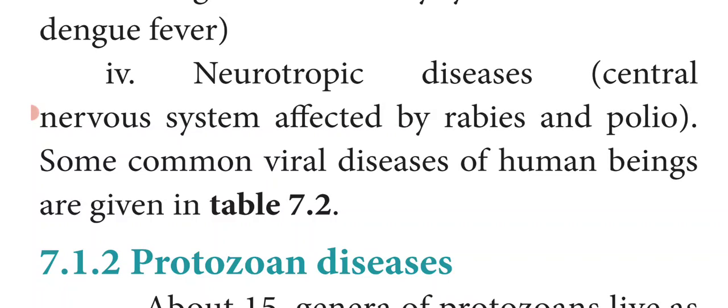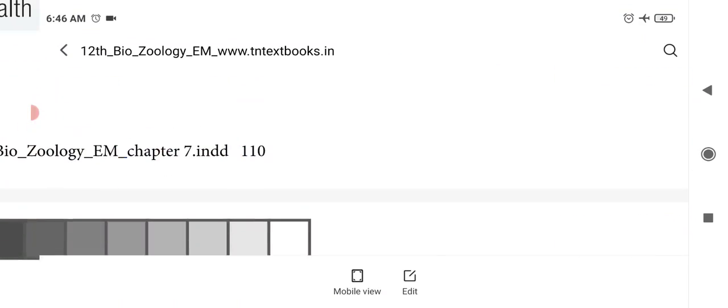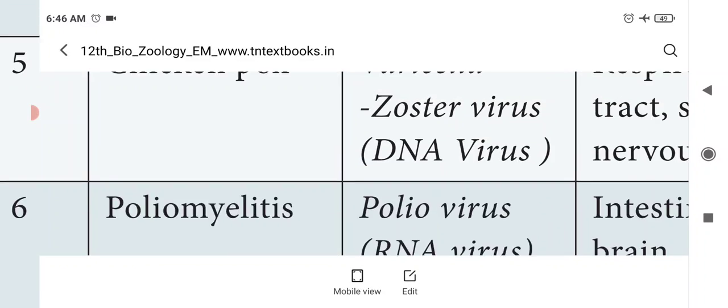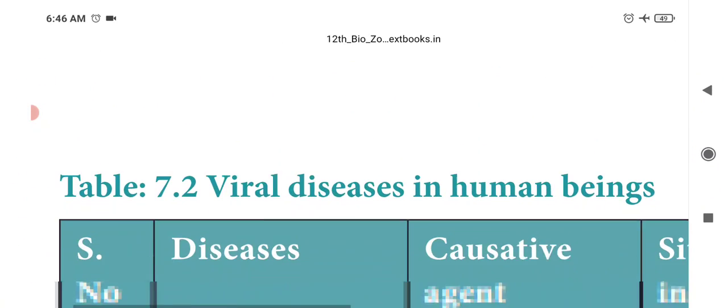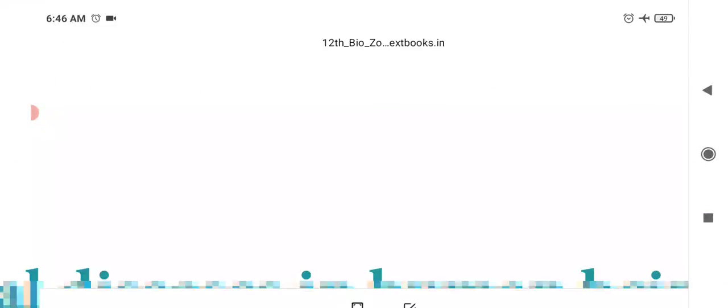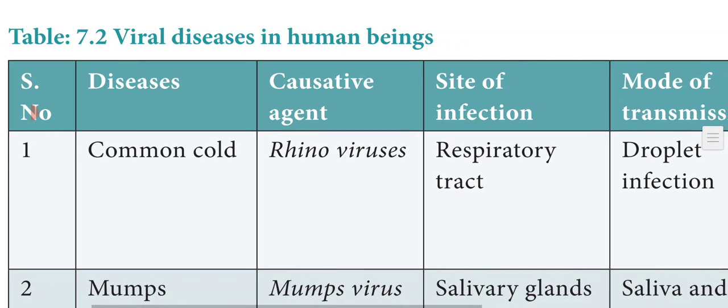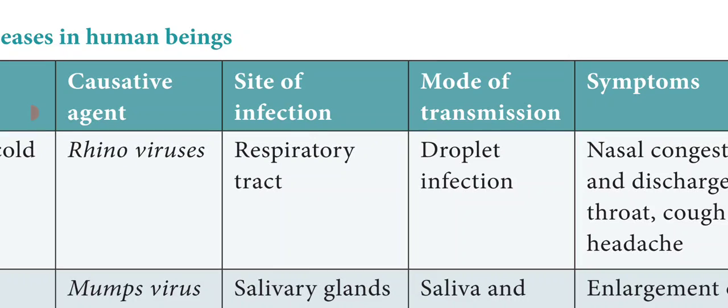Next we will see some common viral diseases in humans. So we will see one by one. So viral diseases which affect human beings. Here we will discuss the name of the disease, the causative agent, that is the main causative agent which causes the disease, the site of infection, that is the organs which are mainly affected, the mode of transmission, that is how it is transmitted from one person to another person, and what are all the symptoms of the disease.